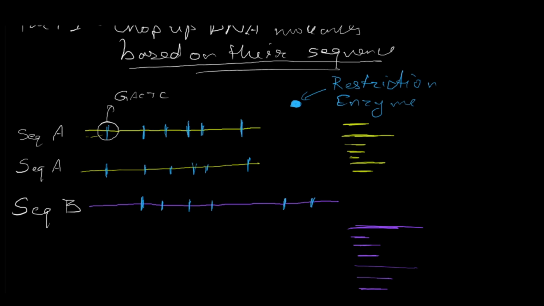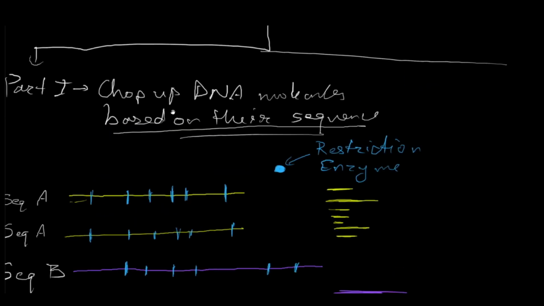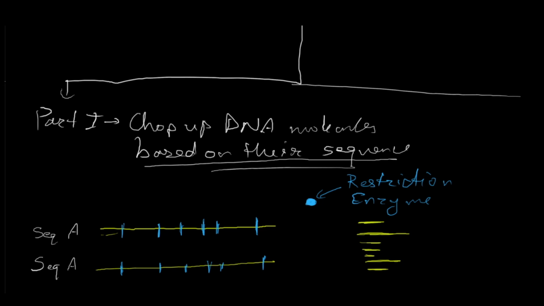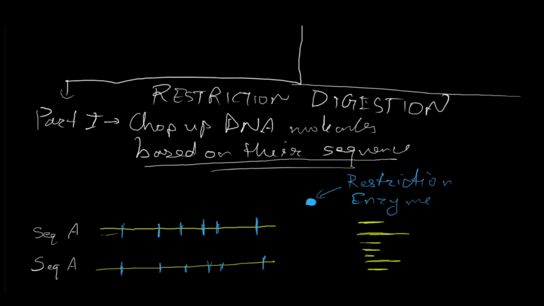The reason it cleaves the same sequence in the same way is because the same sequence is going to have the same GACTC, or whatever sequence it likes, at exactly the same locations, whereas a different sequence is going to have that sequence at different locations. So this whole technique has a name for itself, and it is called restriction digestion.